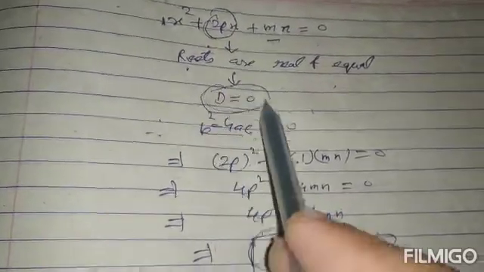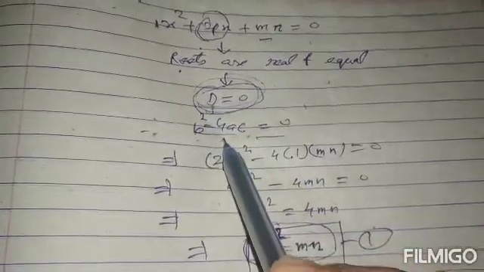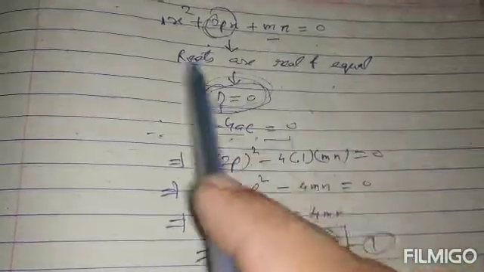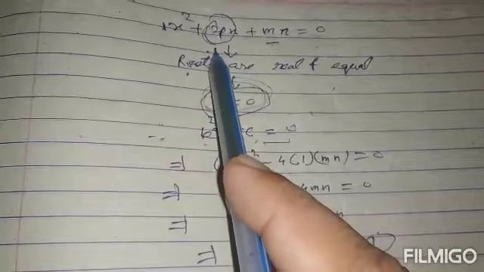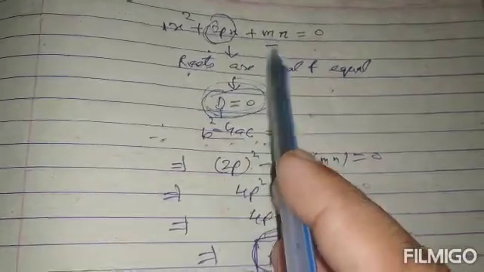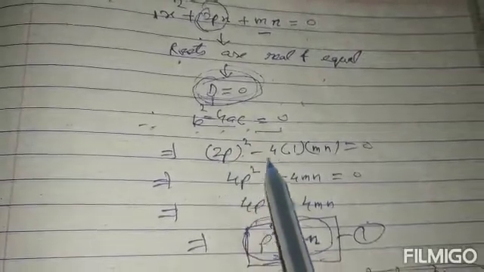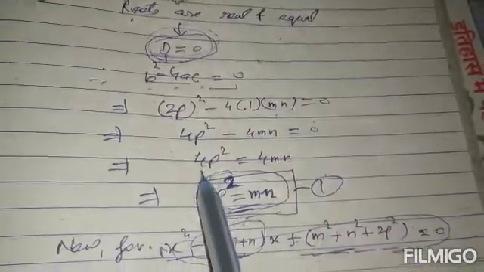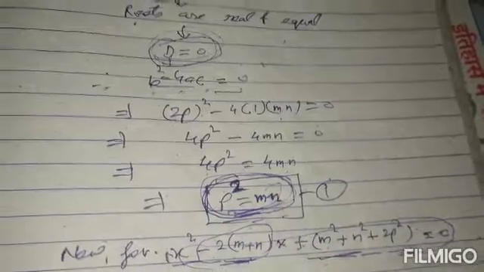That means here the value of D equals 0, and we know the value of D is given by b square minus 4ac equals 0. Now if we compare this quadratic equation with the standard form, then the value of a is 1, the value of b is 2p, and the value of c is mn. So substitute all the values here. We can write 2p whole square minus 4 into 1 into mn equals 0. Therefore we can write 4p square equals 4mn, and therefore p square equals mn.